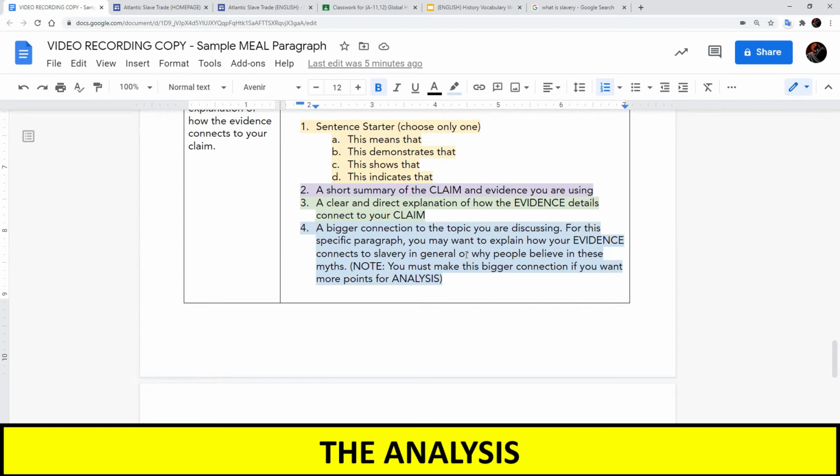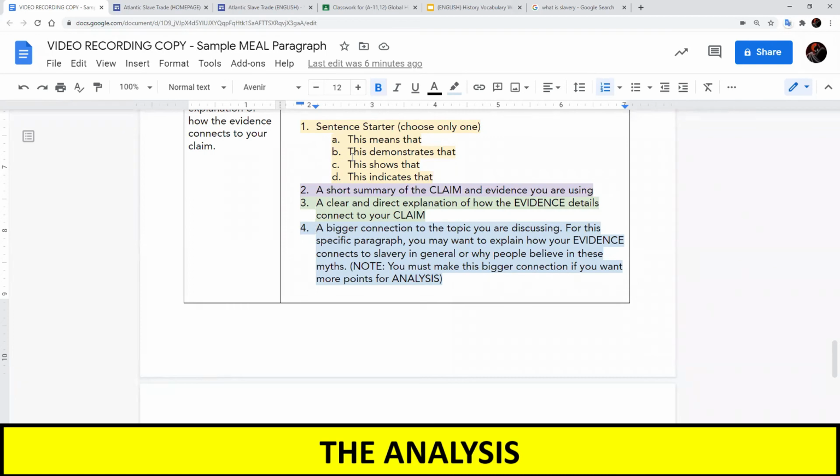So if you want to go for maximum points on analysis, you're going to have to make these bigger connections connected to the topic. And one other thing that you can make a connection about is that you can basically just talk about why this topic itself is important. Like, why do we need to talk about slavery? Why do students learn about slavery in school? This is something that you can also include in the analysis, and it's the way to get even more points.